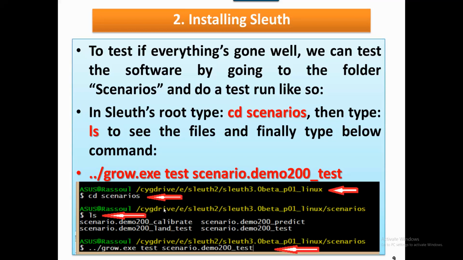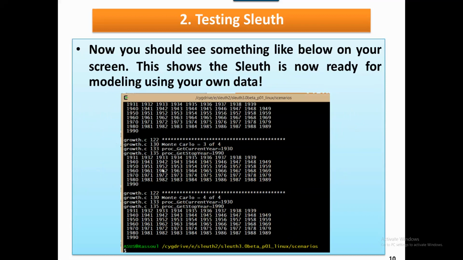These are the files. And we type this command ./grow.exe test, which means we are testing the software, and that's the name of the file, this file. And at the end of this line, we press enter, and we might see something like this. This shows us everything's gone well, it's functioning okay, and after 4 Monte Carlo iterations, it stops and tells us that it's now ready to do modeling for our own data and using our own area of study.